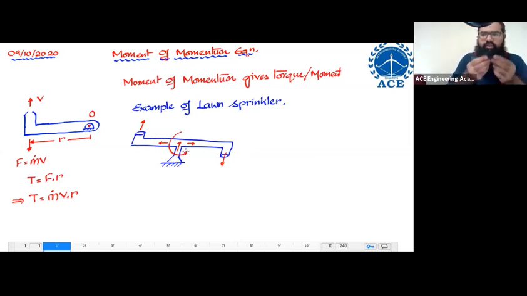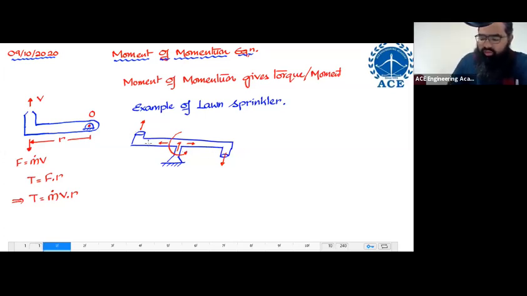So imagine this over here is a sprinkler. This is a hinge over here in the middle. From the bottom, water is entering. Some fluid is moving in the direction perpendicular to the screen outward. Some fluid is moving into the screen. So now the sprinkler starts to rotate by the virtue of momentum conservation.